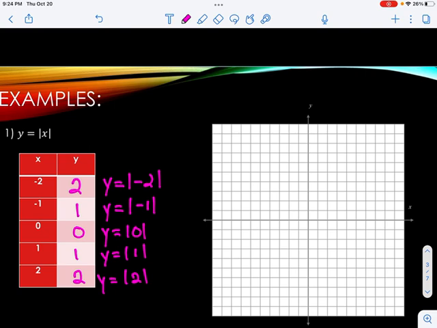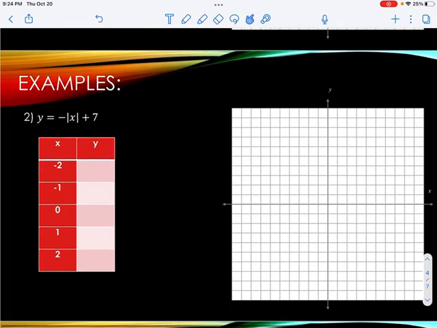And then we come over to our graph. First point is -2, 2. So I'm going to go left 2, up 2, put a dot, put our point. Then I'm going to go -1, 1. I'm going to go left 1, up 1, 0, 0, right 1, up 1, right 2, up 2. At that, I'm going to connect my points. And as you notice, that graph is in the shape of a V, so we know we're on the right track there.